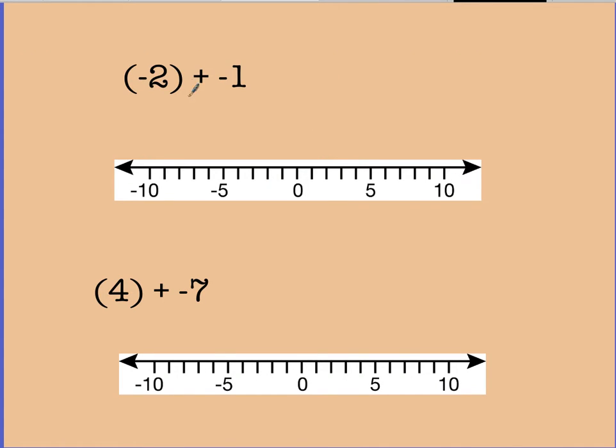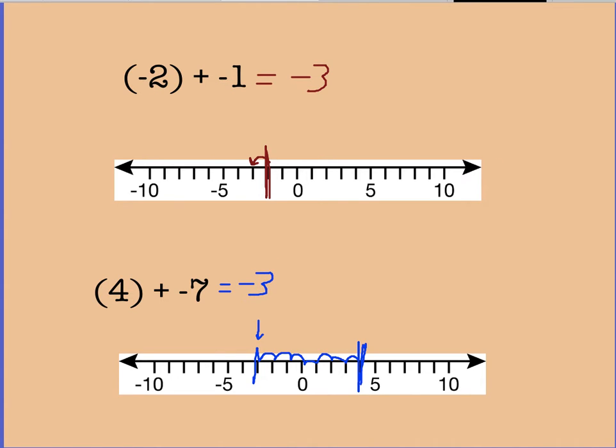So let's try a few more. Negative 2 plus negative 1. Feel free to pause this and do these on your own and then check. So that's right, start at negative 2. Plus negative 1, I'm going to move backwards 1 space. So negative 2 plus negative 1 is negative 3. 4 plus negative 7. Start at 4. Plus negative 7, so I'll go backwards 7. So 4 plus negative 7 is negative 3.